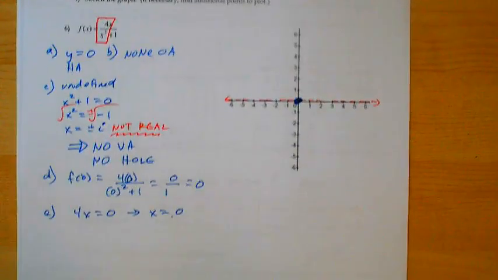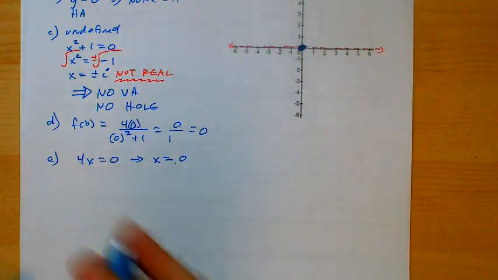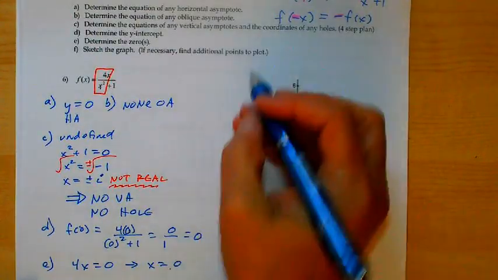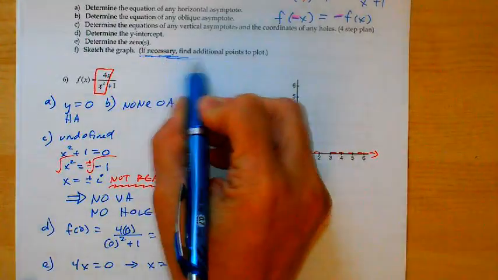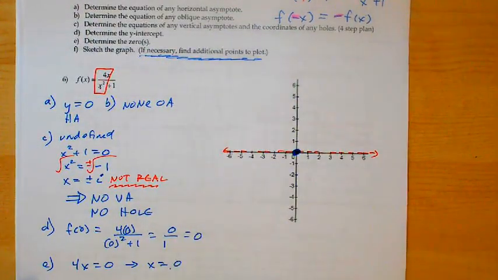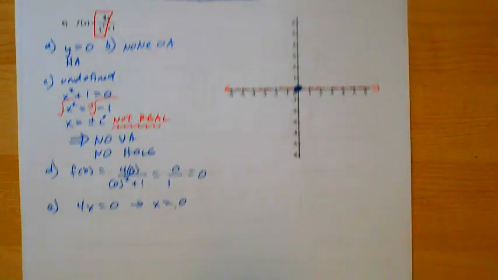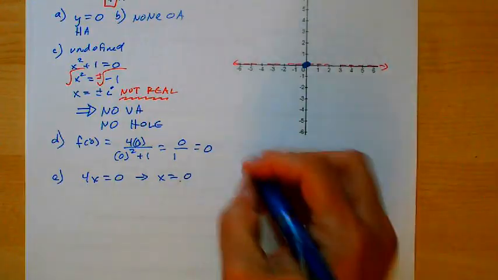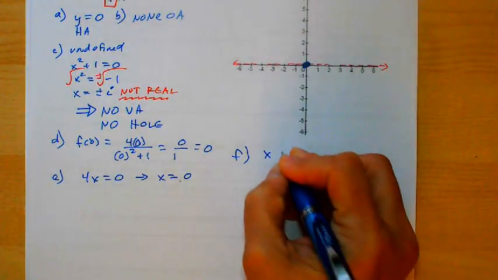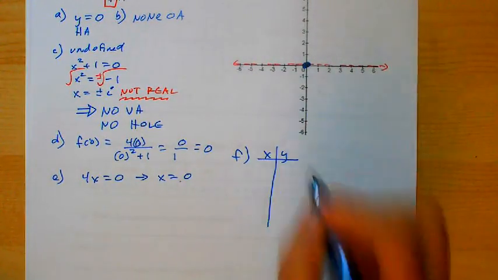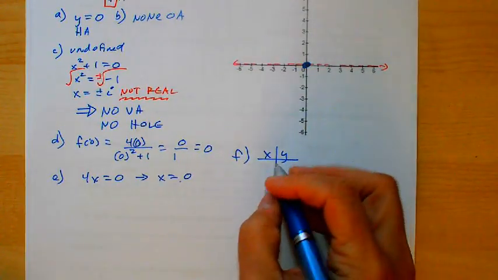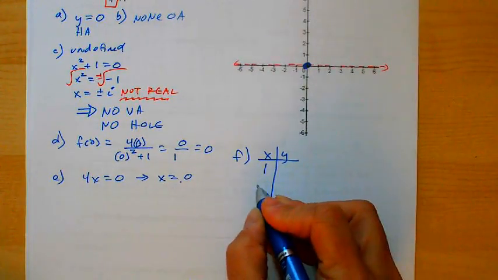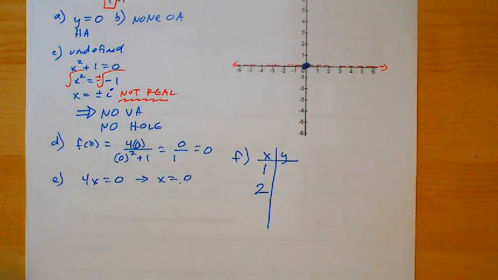Okay, well, why don't we just adhere to this little piece of advice? If necessary, find additional points. Yeah, I think it's kind of necessary. We got nothing else to go on, gang. So it's really just thinking about plugging in some numbers, all right? I'm going to plug in a 1 and a 2 into the function f and compute the y.